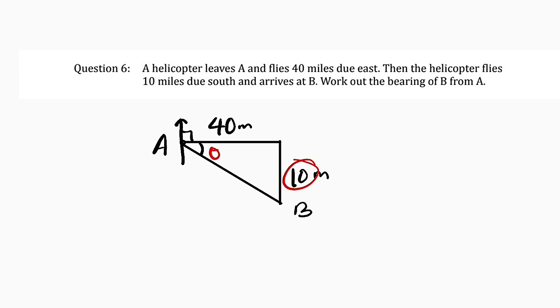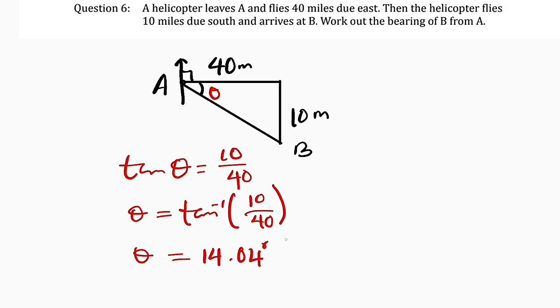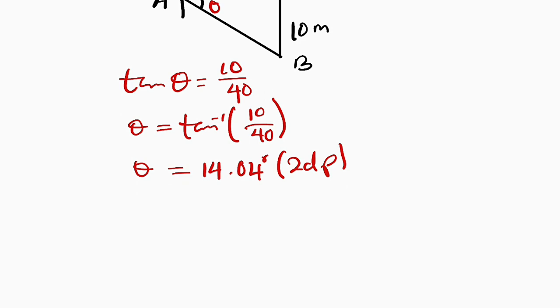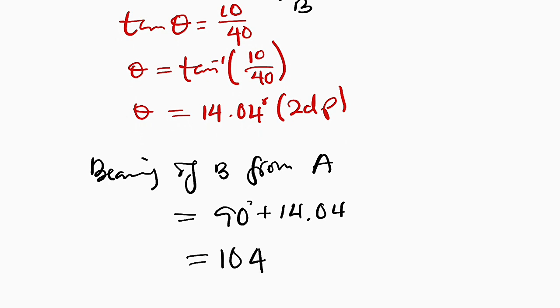You can see that this 10 is directly opposite to the theta, and we have the adjacent side. So therefore, tangent of theta is equal to what? Opposite divided by the adjacent side, which is 40. And theta will be equal to tan inverse of 10 divided by 40. Therefore, theta is equal to what? 14.04 degrees in 2 decimal places. Then we conclude, because we are looking for the bearing of B from A is equal to 90 degrees plus 14.04, and this is equal to 104.04 degrees. As simple as that.